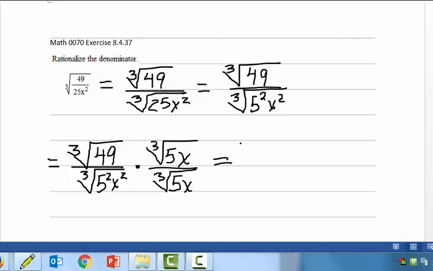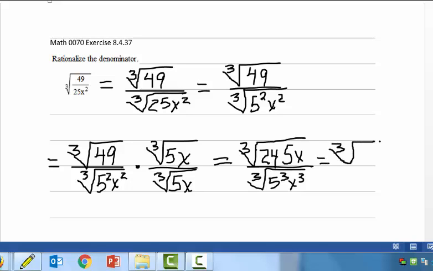Okay, and so in the numerator I have the cube root of 49 times 5, which is 245 times x. And in the denominator, I have the cube root of 5 cubed times x cubed. So the cube root of 245x over the cube root of 5 cubed is just 5, and the cube root of x cubed is just x.